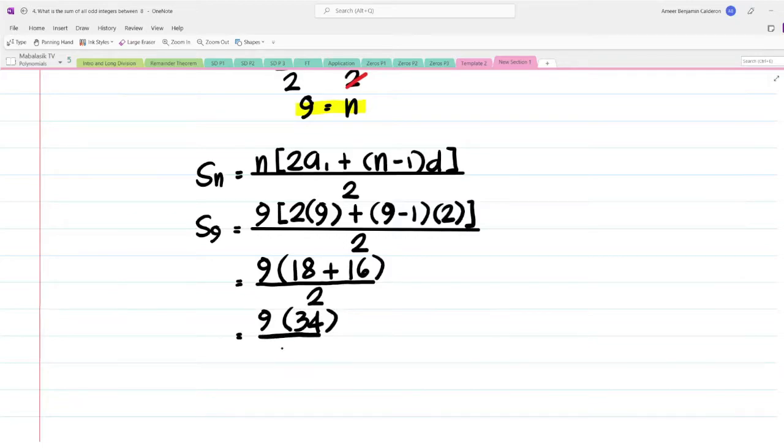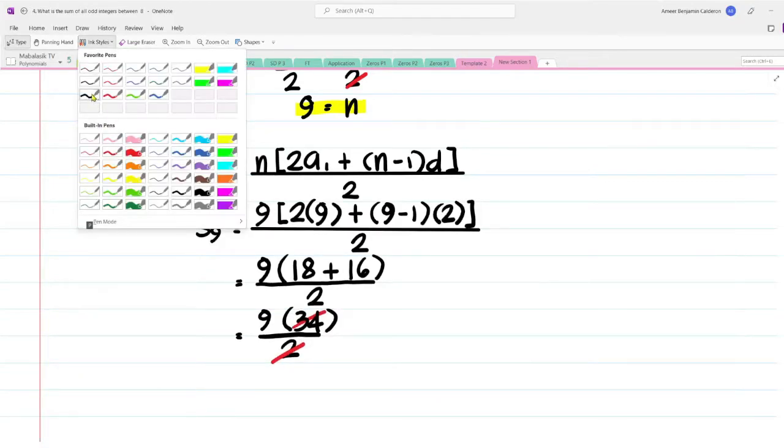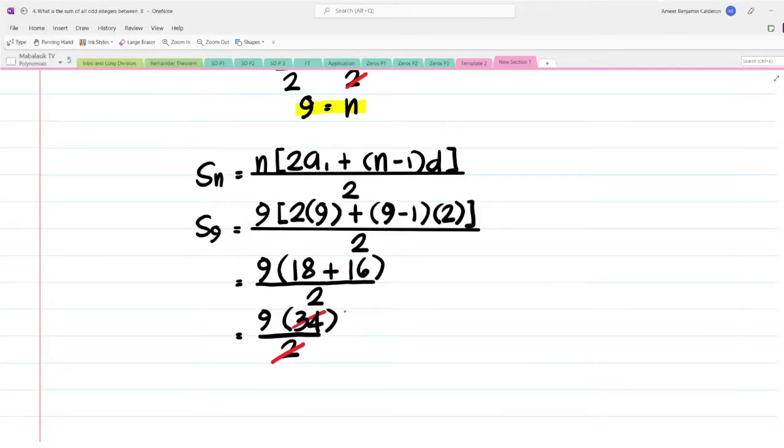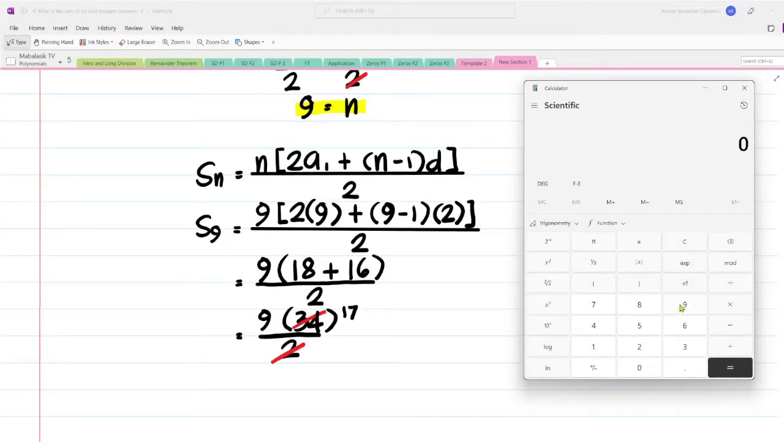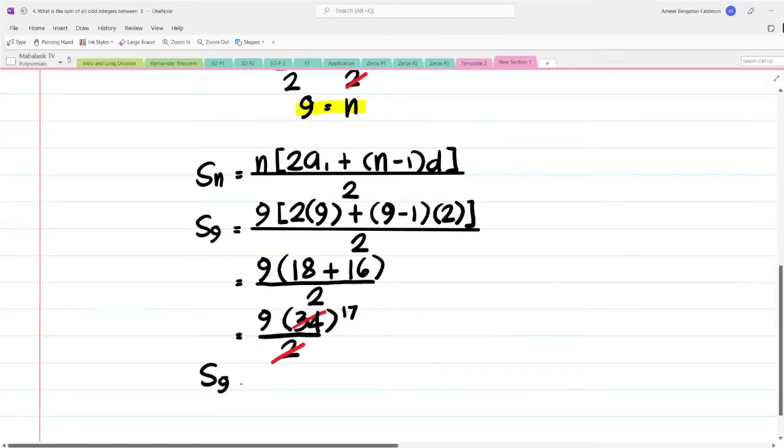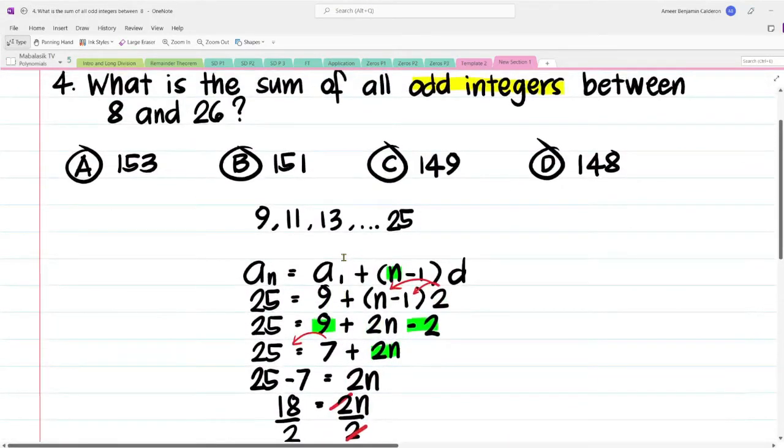Over 2. So at this point, you can either cancel these two because 34 is divisible by 2 and you will be left here with 17, or simply just multiply 9 and 34 and then divide the product by 2. You will get the same answer. But anyway, 9 times 17, let's use our calculator. 9 times 17, we get 153. So S sub 9 is equal to 153, which is letter A.